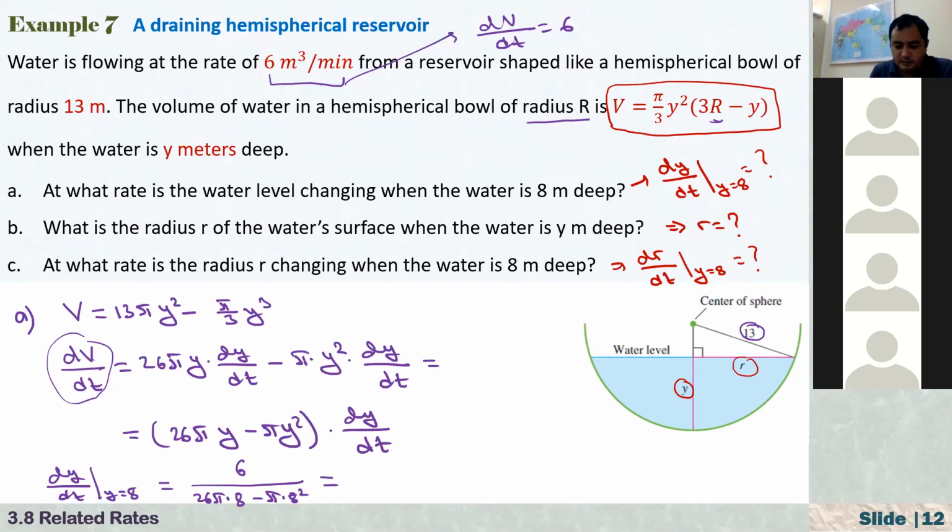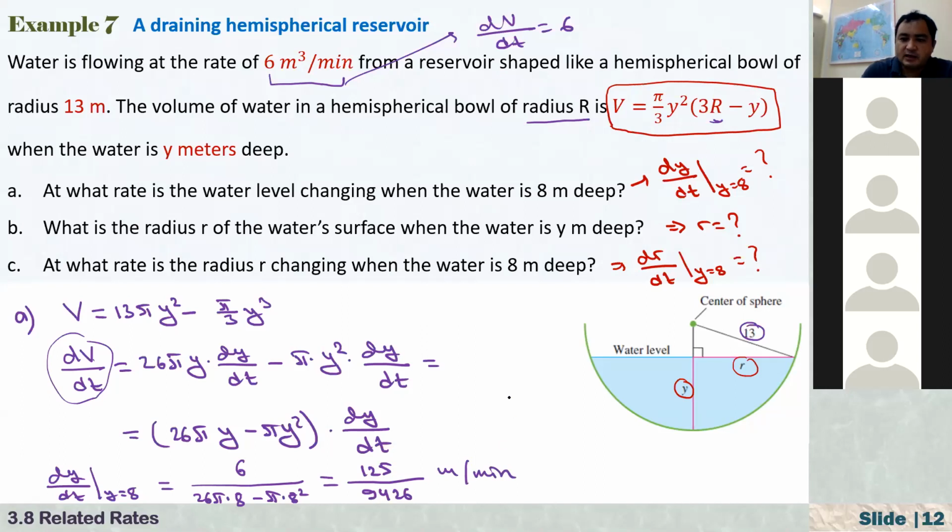Here we have 6 over 26 times 3.142 times 8 minus 3.142 times 64. That's equal to, in fraction, 125 over 949,426. Okay, dy/dt, it is meter per minute. So that is the first part.